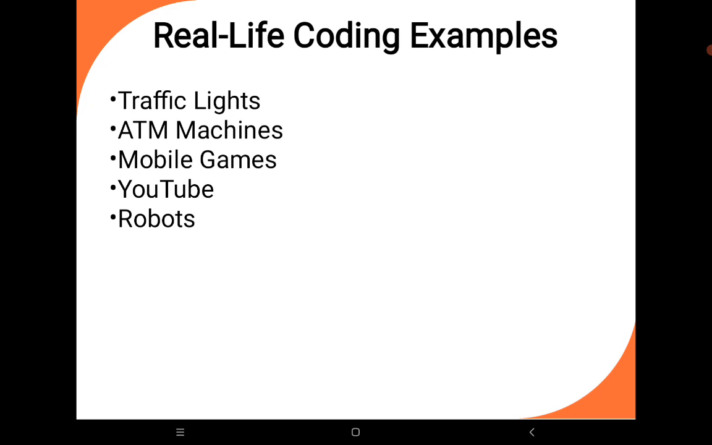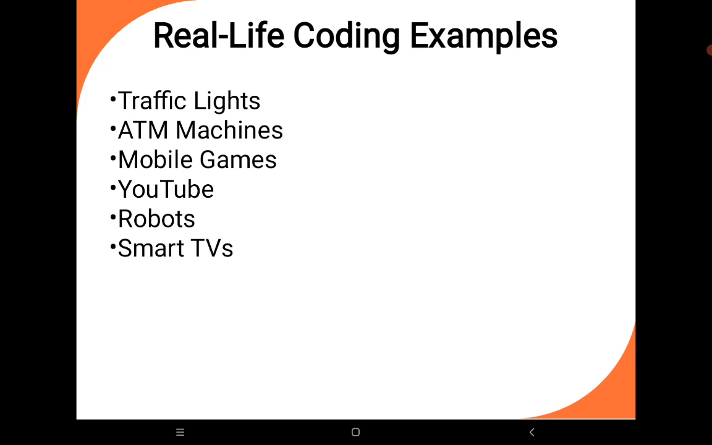Another real life example of coding is robots. A robot listens to instructions given to it. A robot has a code inside it. That is why a robot can move and it can perform the dedicated task assigned to it.